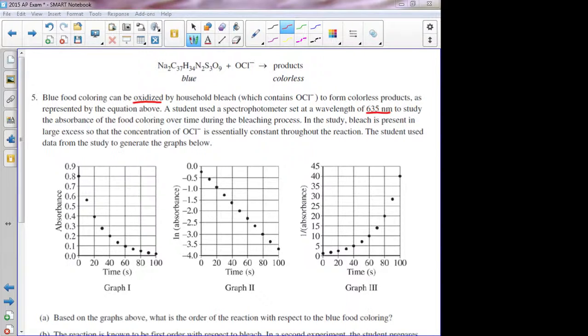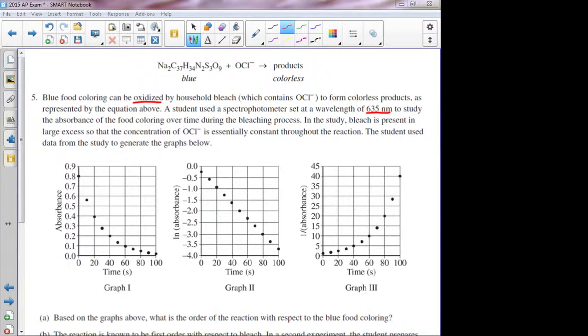Does everybody understand that? So when there's a lot of blue food coloring in there, it's going to absorb all of it. As it oxidizes and forms colorless, the absorbance is going to go to 0 because the light passes through. We did this lab, but I don't think you probably remember it, so now we're going back to it. Okay, except we did it with grape Kool-Aid.